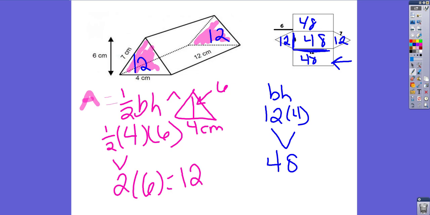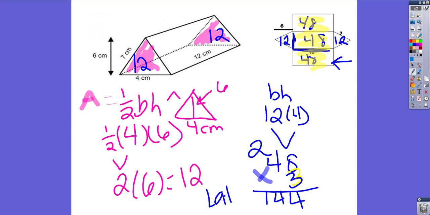Okay? Then we need to pay very close attention. If the question was asking me for lateral surface area, that means that I'm just going to be finding the area of my sides. I will not need the area of my bases. So that means that I would do 48 times 3 to figure out my lateral surface area because I have 3 of those, which gives us 144. This is my lateral surface area because it does not include the bases.